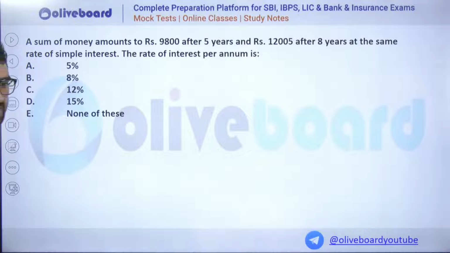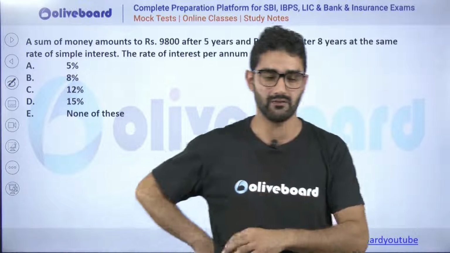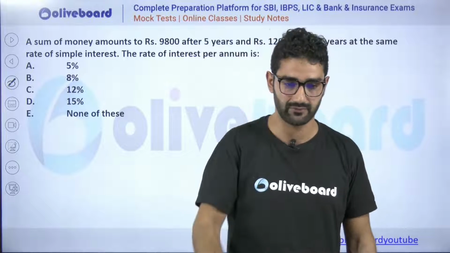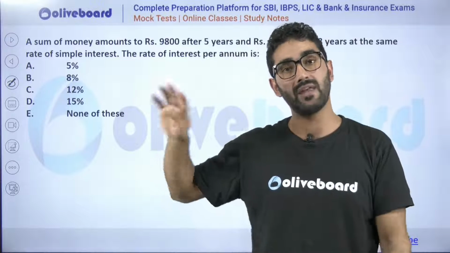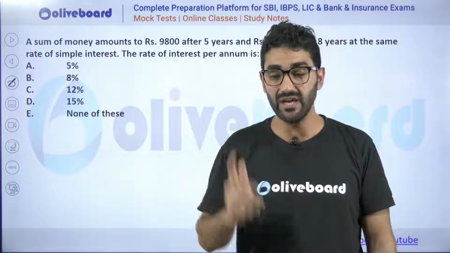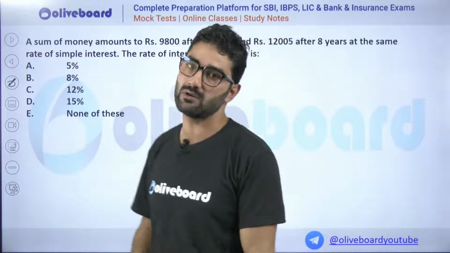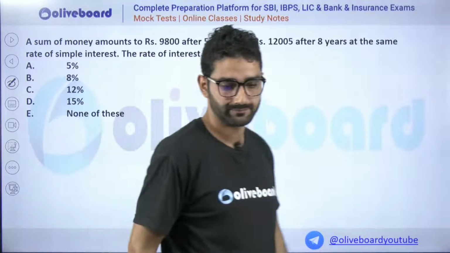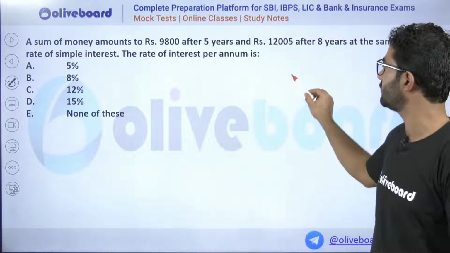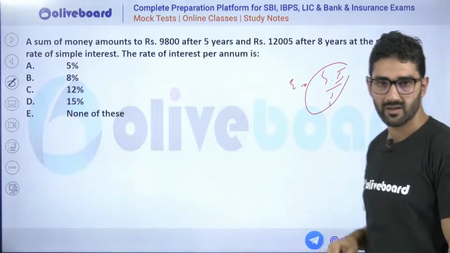Now, going to this question. A sum of money becomes 9,800 in 5 years, and the same principal becomes 12,005 rupees in 8 years at the same simple interest rate. What is the rate of interest? We don't have to calculate the principal, we can go directly for the rate of interest. Rate of interest is simple interest per year upon principal, so we can use that method.